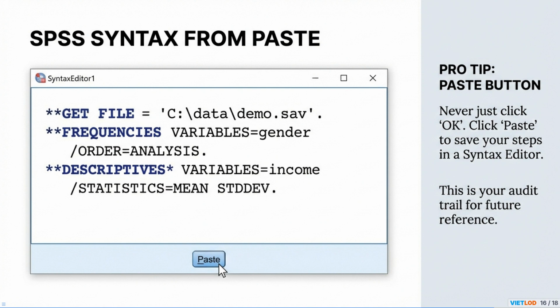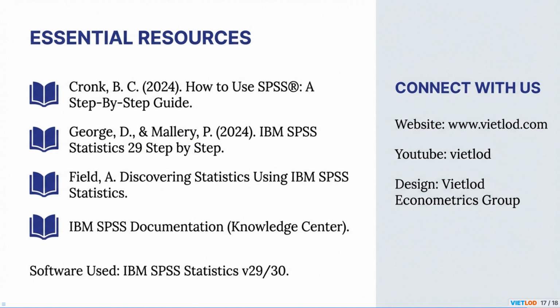This slide highlights a crucial pro tip for working with SPSS. Always use the Paste button instead of OK. When you click Paste in any SPSS dialog box, it writes the underlying command syntax into a separate syntax editor window. This is visible in the image, showing commands like GET FILE, FREQUENCIES for variables like gender, and DESCRIPTIVES for income with mean and stddev statistics.